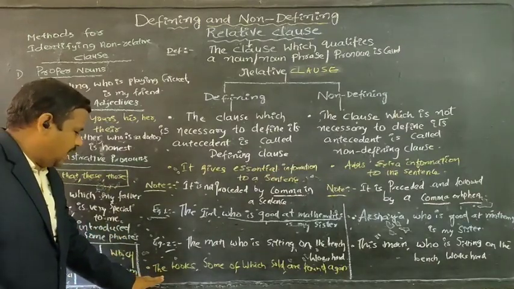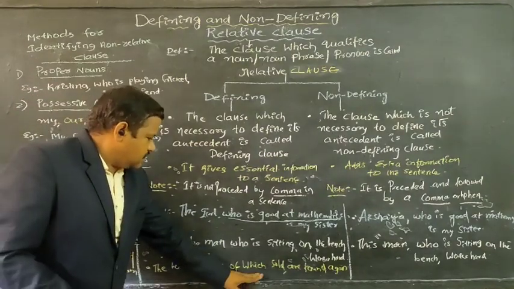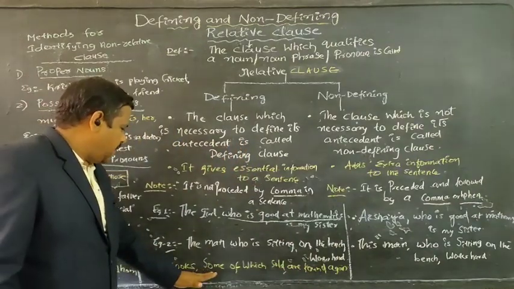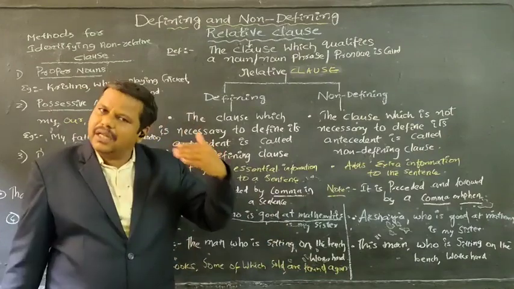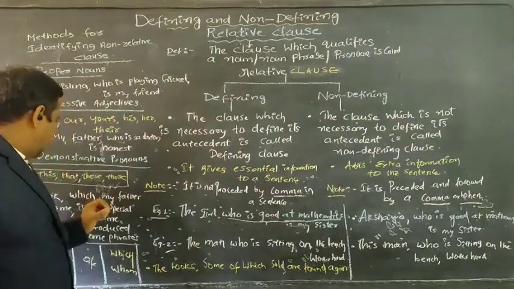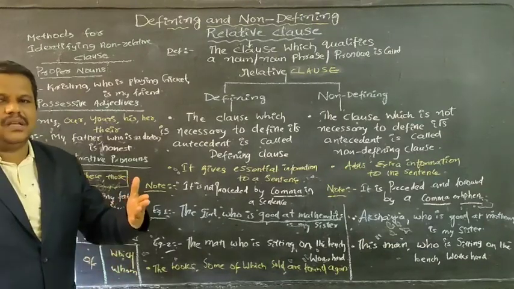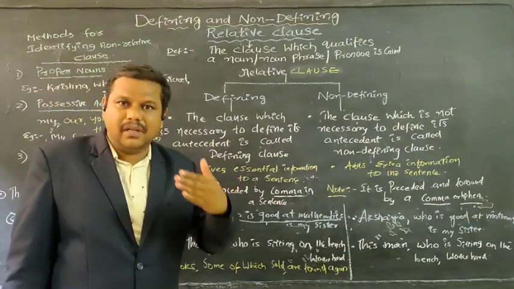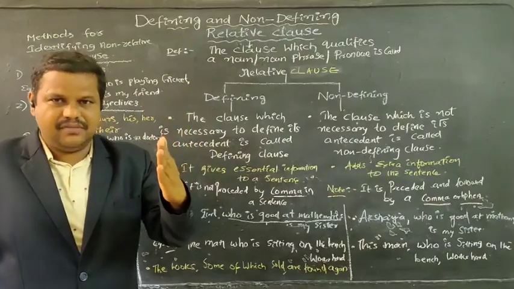See, this example is like this. The books, comma, some of which sold, comma, are found again. So you can even write with the clauses introduced by some phrases. Now, what are the special rules of comma? When you are using the comma also, we can write the defining and non-defining relative clause. We'll see now.